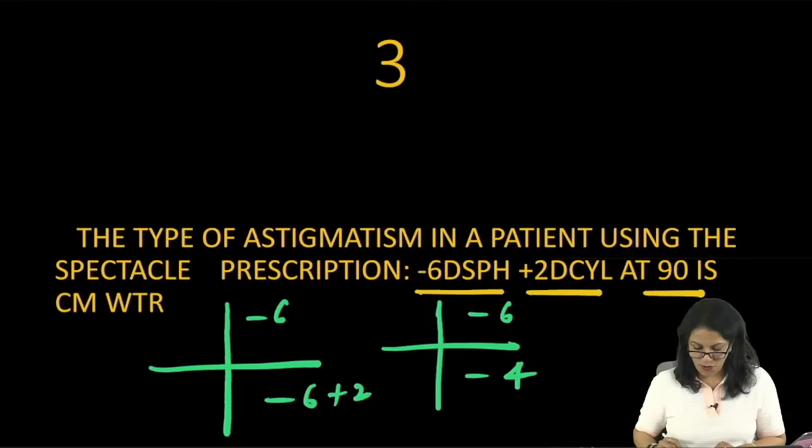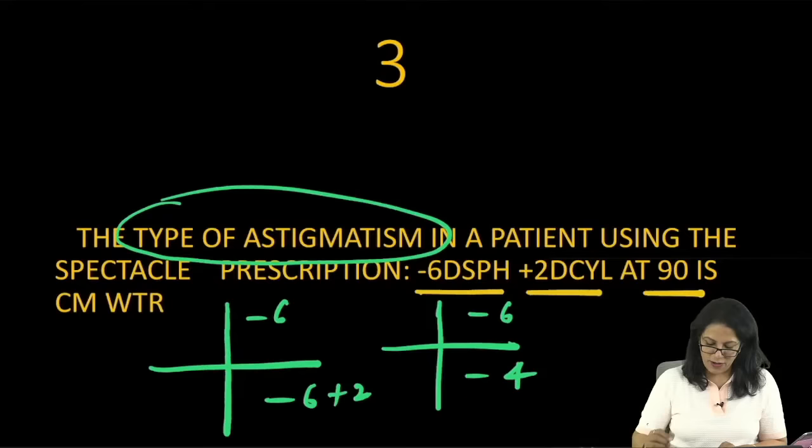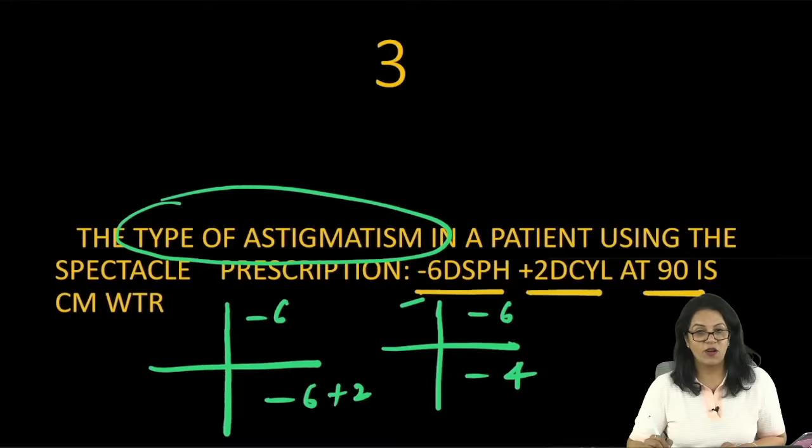What is the type of astigmatism? I am waiting for the answer. Okay, very good. It is compound myopic. Is it with the rule or against the rule? Narsimha has already answered, it is with the rule. I hope you remember, when power is more in the vertical, it is with the rule. When it is more in the horizontal, it is against the rule. So here, what will be the answer? It is compound myopic with the rule. That is what I wrote, isn't it?